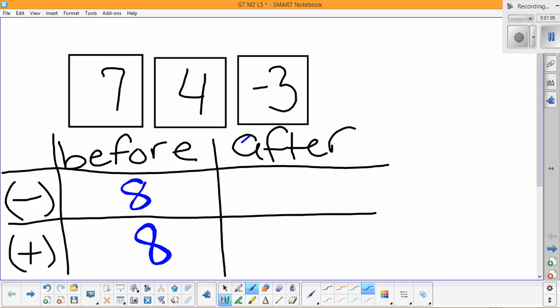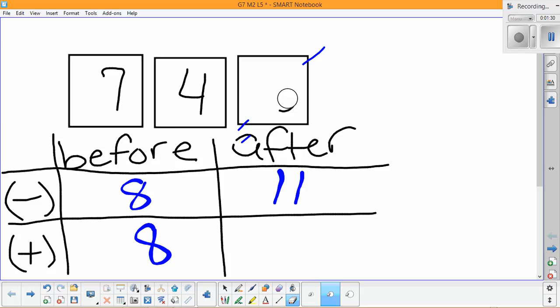Now, if I subtract, if I discard a negative, so let's discard this negative 3, what happens to my score now? I have 7, and I have 4, and that adds up to 11. So when I subtract a negative, I get rid of a negative, my score went up 3.